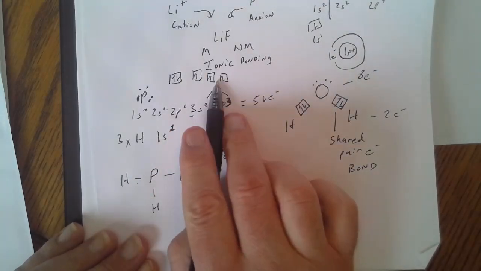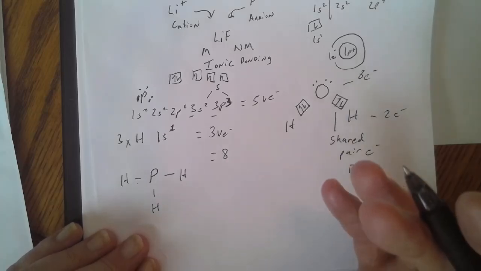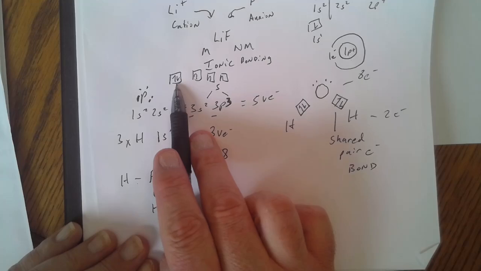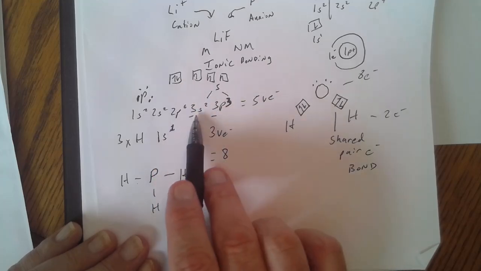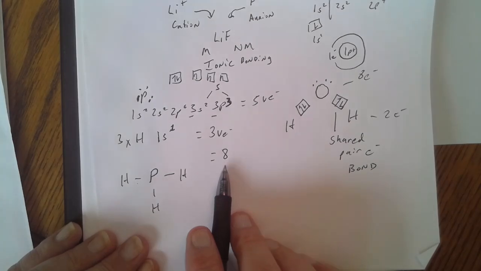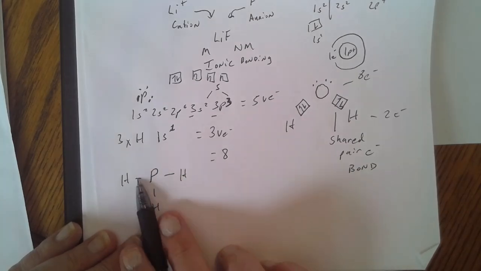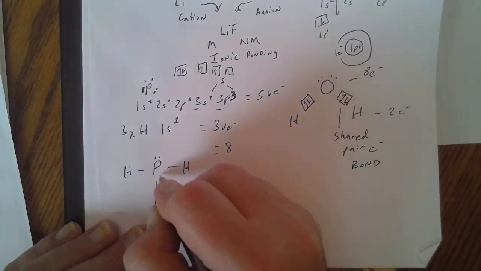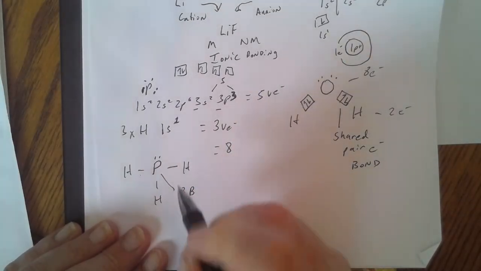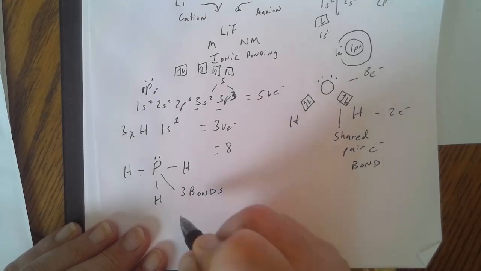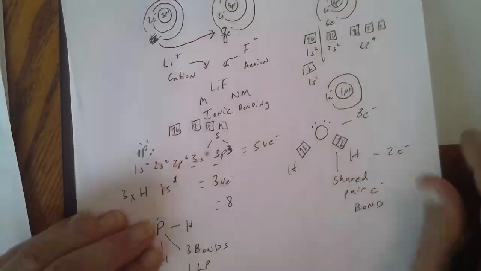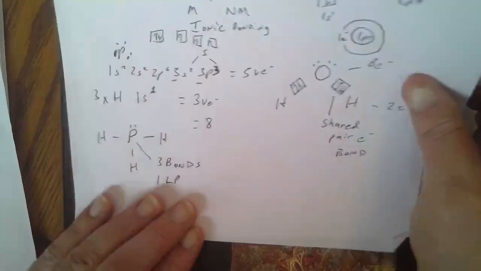Again, we could draw these boxes out and fill them in, but that's not what we're being asked to do here. If we take a look, we have 2 extra electrons on that P, which will give us our total of 8: 2, 4, 6, 8. We would say that the P has 3 bonding pairs, or 3 bonds, and 1 lone pair.